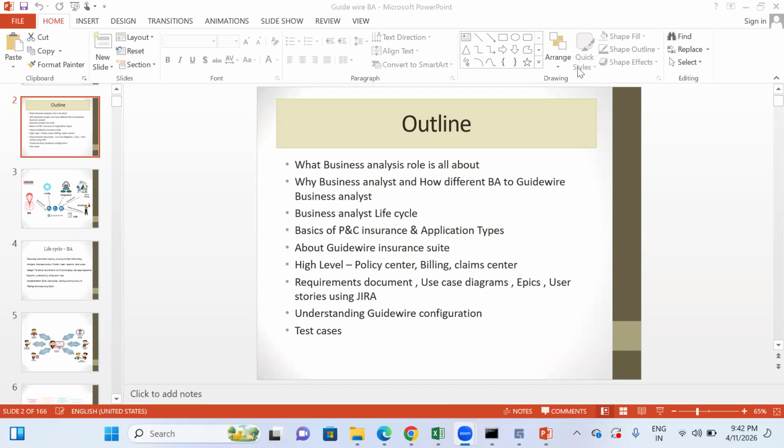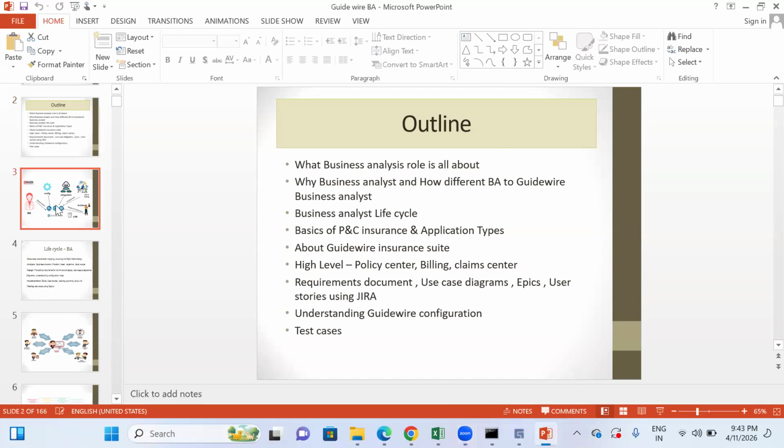Question: when do you cover the basics of it? I already told you in the beginning, business analyst topics will be covered first, because this is the role of a Guidewire BA. First of all, we must know about the BA skill sets, then the application. Then you'll have a better understanding and idea. That's what we cover first in the beginning.